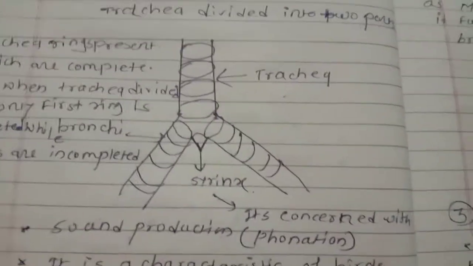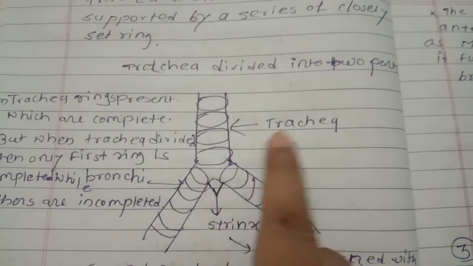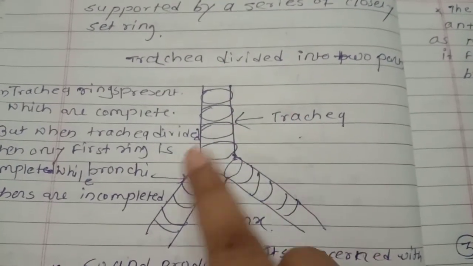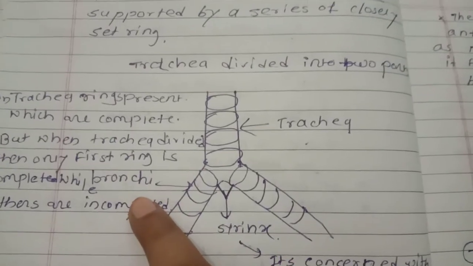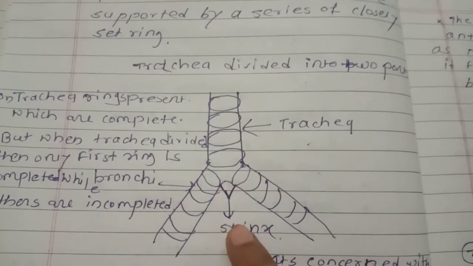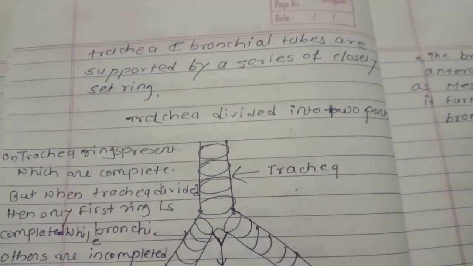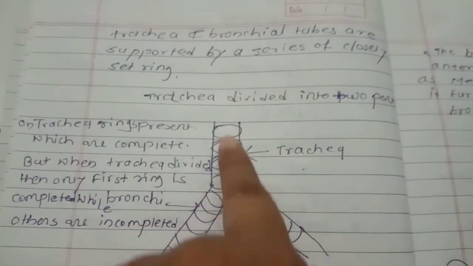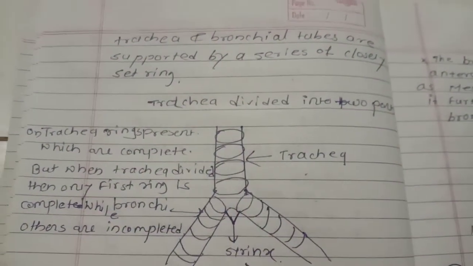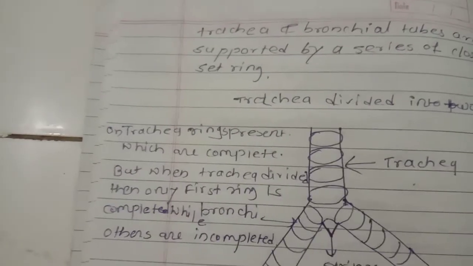Next, this is the diagram of trachea. This tube, which is a pipe-like structure, is called trachea, and it bifurcates into two branches, which are called the bronchi, and at the base the syrinx is present. The trachea and bronchial tubes are supported by a series of closely set rings. You can see in this diagram there are so many rings present. On trachea, the rings present are complete.